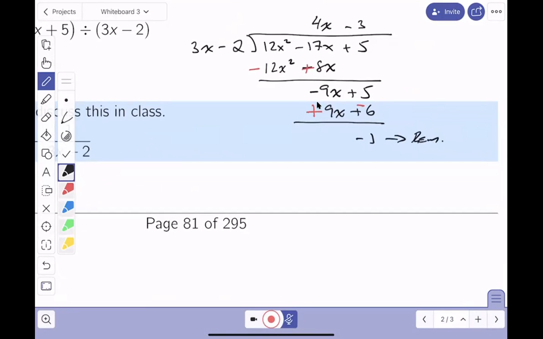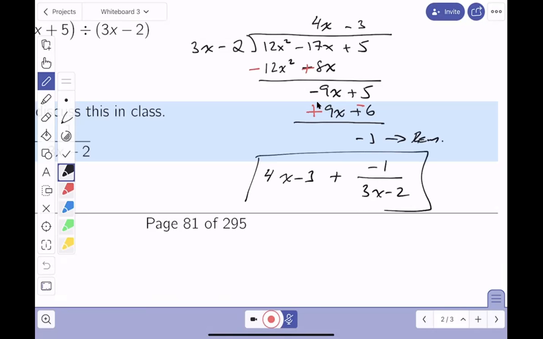So I need to write the answer down. And so what is the answer? Well, I did my division, and my division turned out to be 4x minus 3. But I did not do the division completely. What is it going to be? Minus 1. I didn't divide that. And I didn't divide it by what? 3x minus 2. This is a fine looking answer, right?